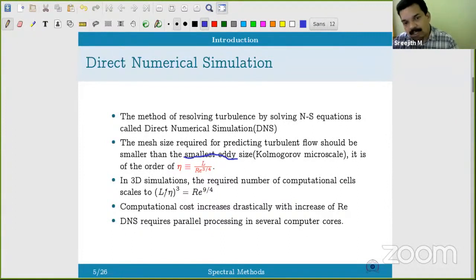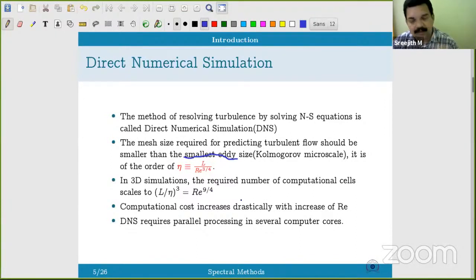It will be equal to (L by eta) whole cube, where L is the characteristic length of the domain. So (L by eta) whole cube means Re raised to 9/4. So it's a very large number. Even if you want to simulate a small Reynolds number, say 10,000, we have to go for a very large grid size. So the computational cost is very large.